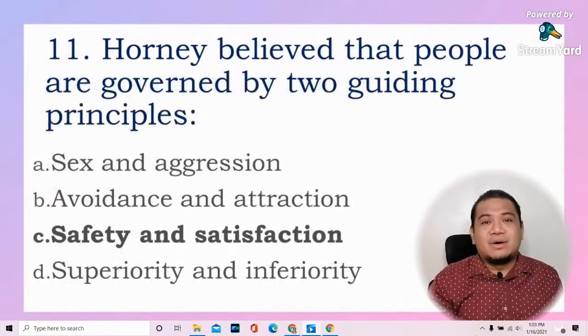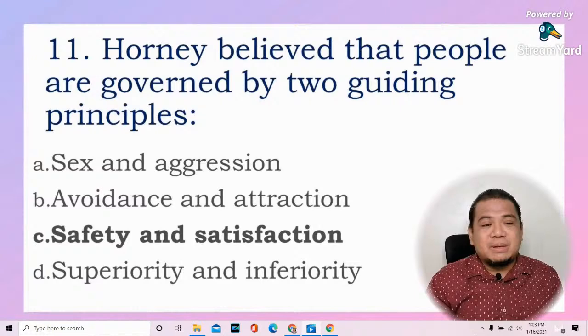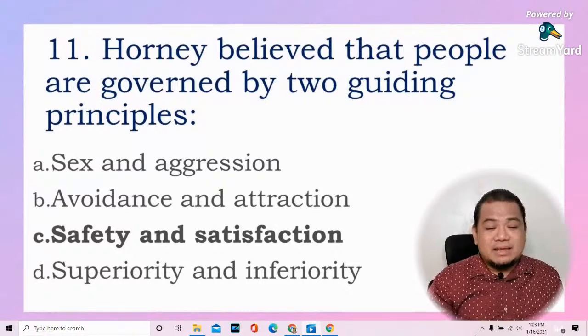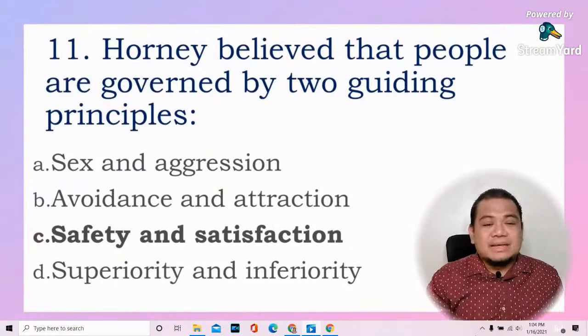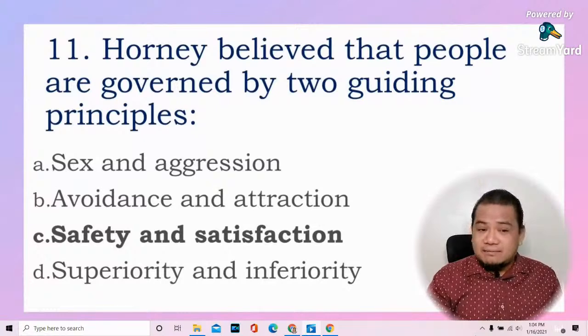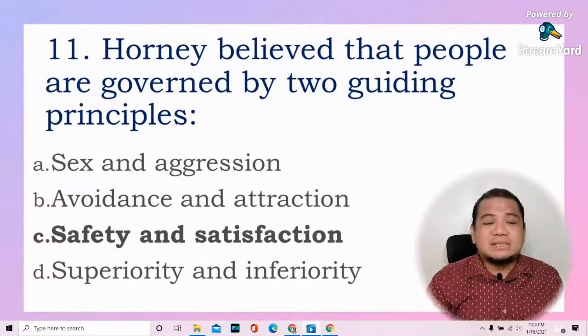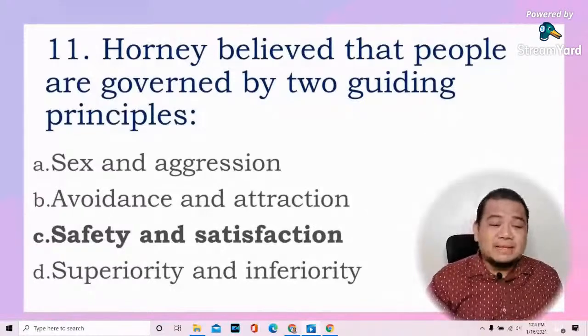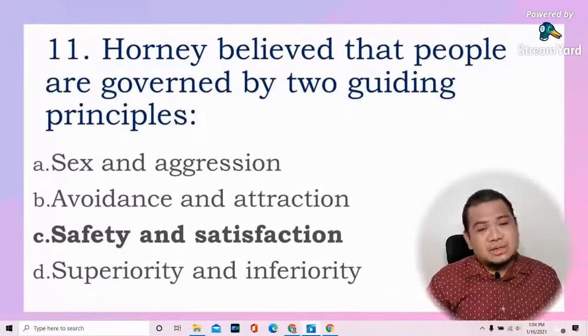Number 11. Horney believed that people are governed by two guiding principles, and these are letter C, safety and satisfaction. Children need to experience both genuine love and healthy discipline. Such conditions provide them with feelings of safety and satisfaction and permit them to grow in accordance with their real self.